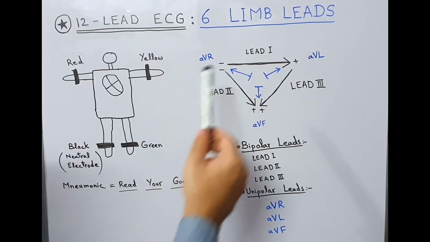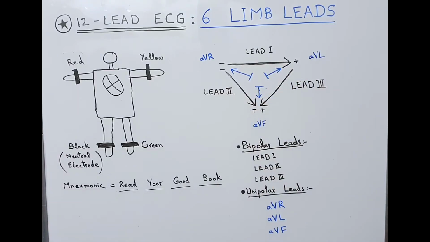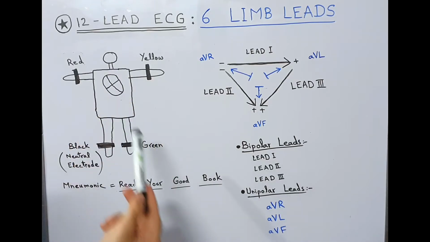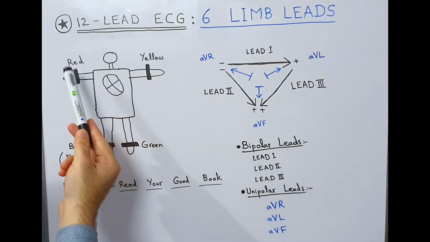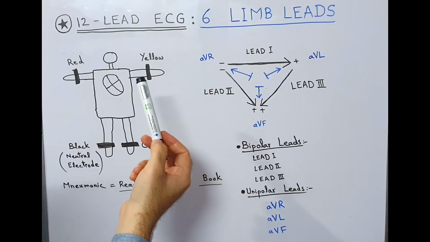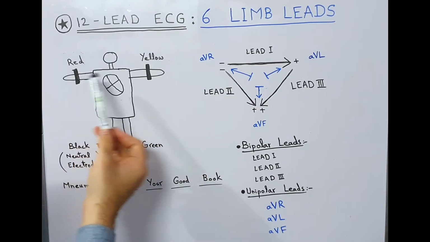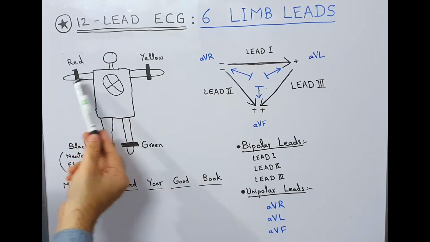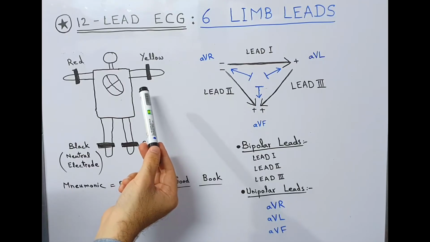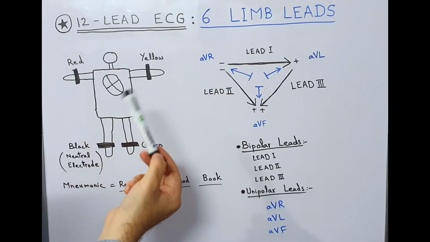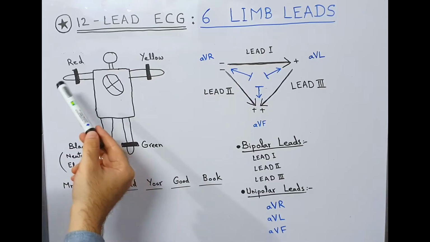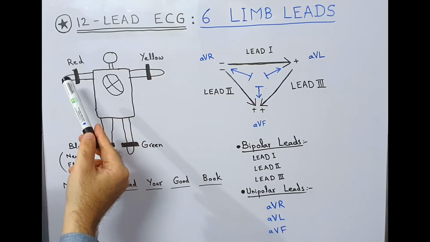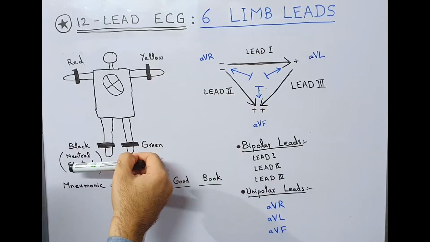Now we will see the 6 limb leads that are a component of 12 lead ECG. Suppose this is the person, this is his heart, these are his arms and legs. 4 electrodes are placed, one on the right hand, one on the left hand, one on the right leg, one on the left leg. These electrodes are either labeled right arm, right leg, left leg, or they are color coded. Their color code is red, yellow, green, black.